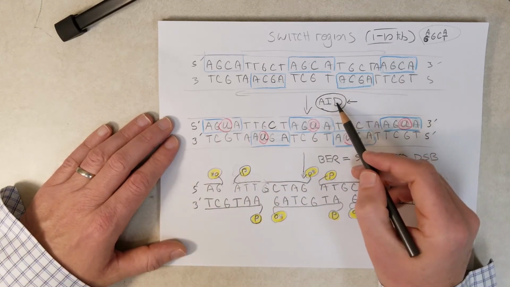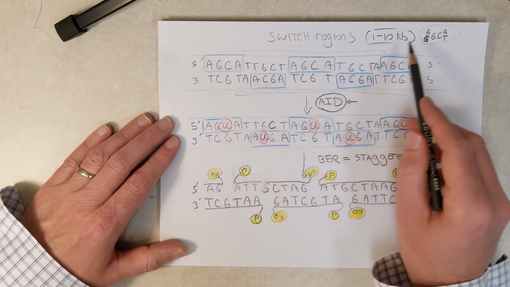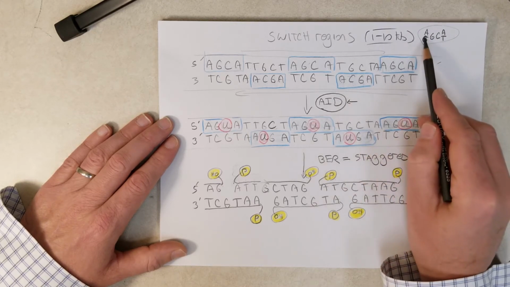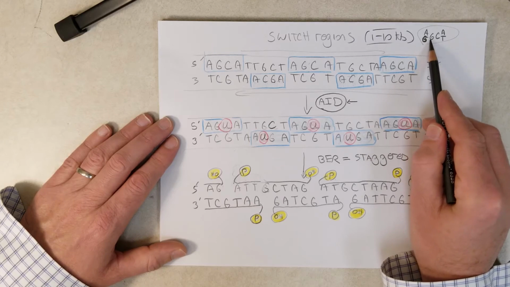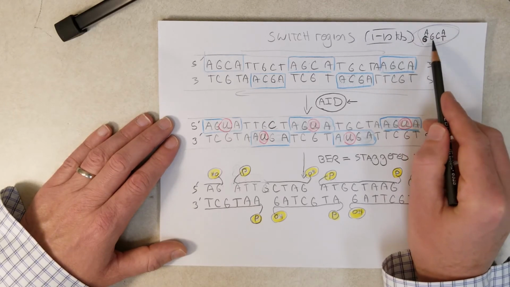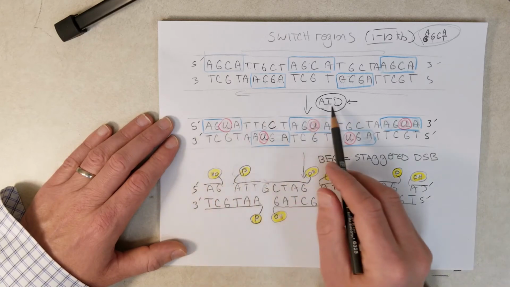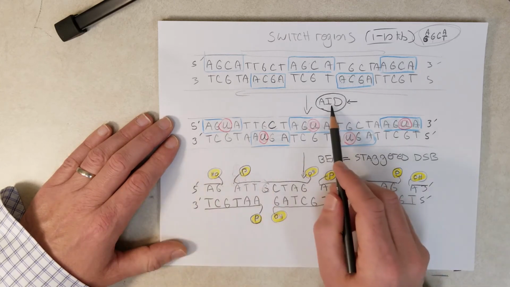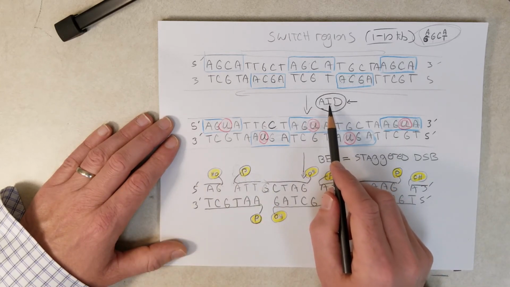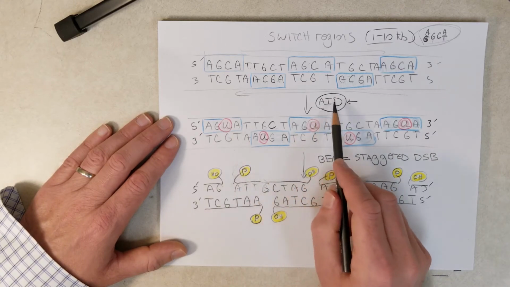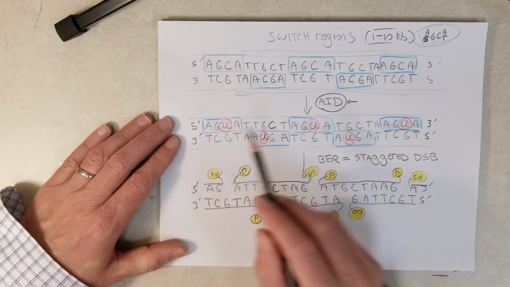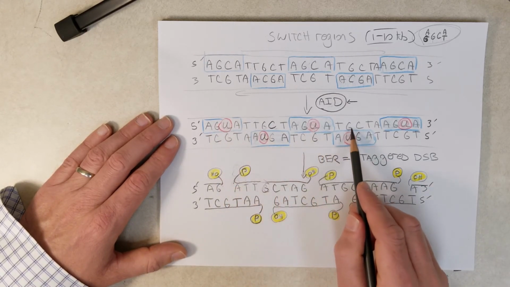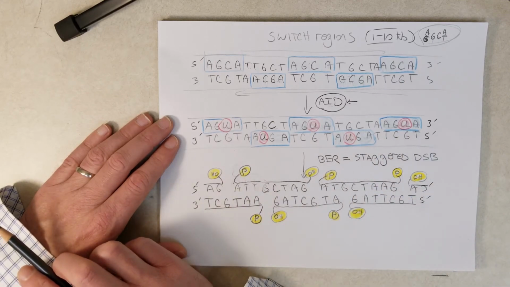And what AID does, remember, it has a preference for these sites right here. It prefers A or G, followed by a G, followed by a C, followed by A or T. It prefers these motifs, and these motifs are found throughout the switch regions. And what it does is it changes the C's to U's, as we saw in the previous video. So please check out the previous video so you can see some diagrams of cytosine and how it changes the cytosines to uracil by deaminating the cytosines. And okay, so that leaves us with a lot of UG mismatches in the switch region where the double strand break is going to be placed.